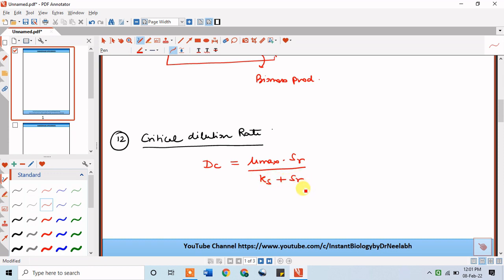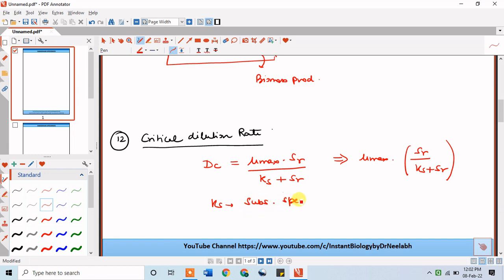Now इसका मतलब क्या हो गया? I can write it down, और दूसरे तरीके से how can I write it? तो μmax into Sr upon Ks plus Sr. So this is another way to write down this particular formula. अब यहाँ पे what is Ks? आपको जब Monod's equation समझा रहा था, तो I have already told you what is Ks. So Ks is nothing but substrate specific constant.